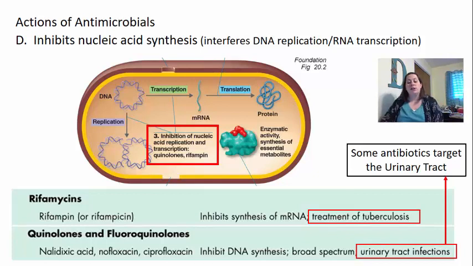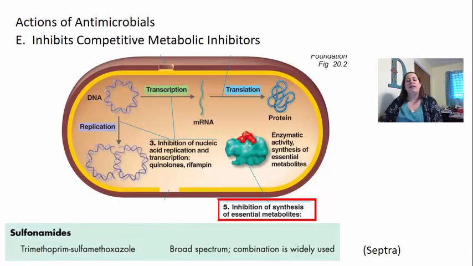Quinolones or fluoroquinolones are another example. These are going to inhibit DNA synthesis. They're also broad spectrum, but these are going to help against urinary tract infections. Some antibiotics target the urinary tract specifically here, and one of them is the ciprofloxacin. This one you normally hear about patients being on Cipro when they have a urinary tract infection, and this is that antimicrobial.